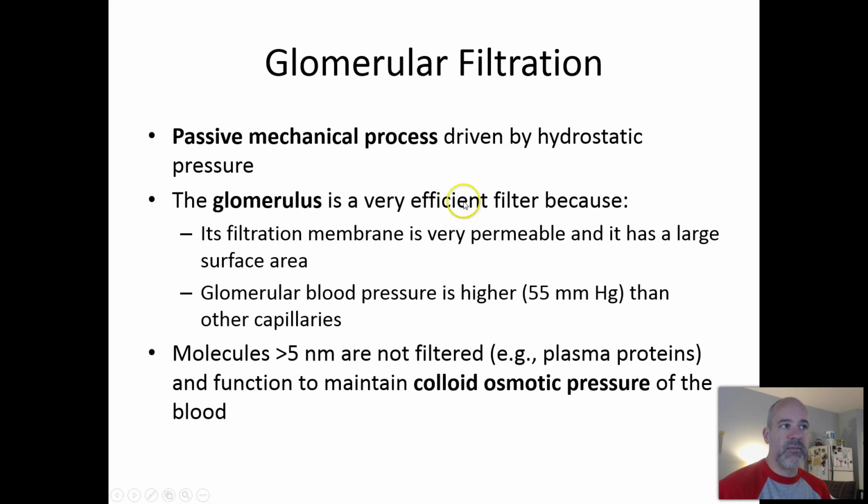Okay, the glomerulus is very good at filtering the blood because the membrane, or the wall, is very permeable, so it lets lots of things pass across, and there's also a lot of surface area in there. So we talked during respiratory about how surface area is important for gas exchange. In digestive, we talked about how surface area is important for absorption of nutrients and fluids. And here we're talking about how surface area again plays an important role. You need lots of surface area to do lots of filtration of your blood fluids.